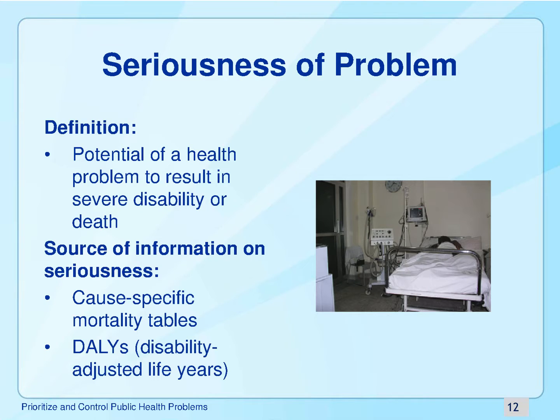So now that we've talked about ranking the size of the problem, we can discuss ranking the seriousness of the problem. Now, seriousness refers to the potential of a health problem to result in severe disability or death. And it is data that is obtained from things like the dailies that we've talked about before, or cause-specific mortality tables that should be available for your particular jurisdiction.